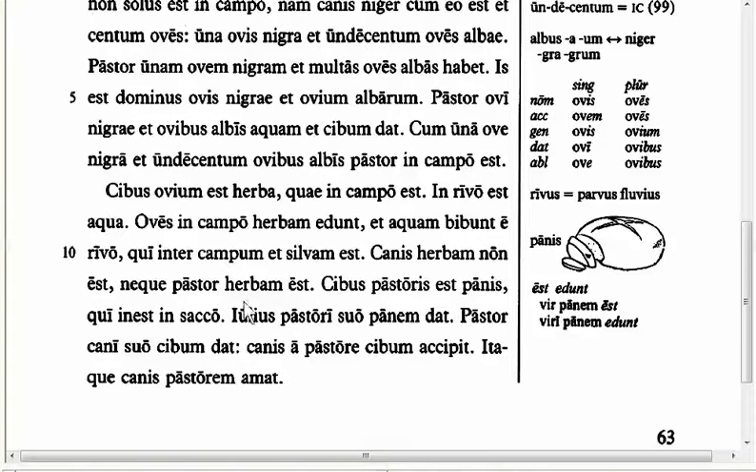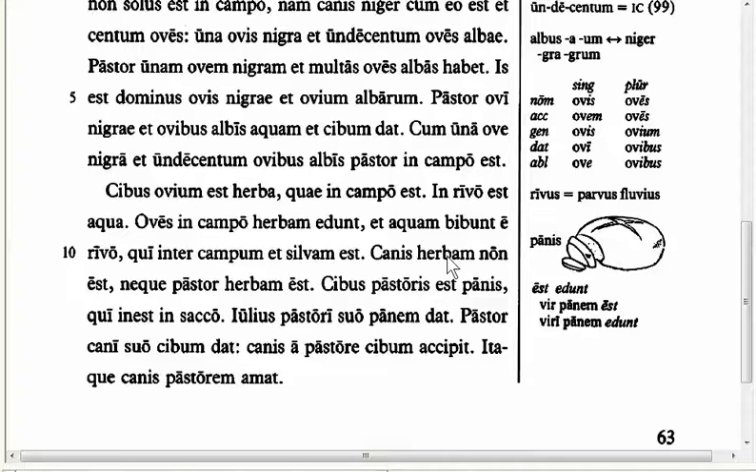Another feature I want to point out is in line 11. We have canis herbam non est. Notice that this is est, non est. Neque pastor herbam est. Quibus pastores est panis. Be sure to pronounce these words with the long and the short sounds. Here we have ēst and est. The reason for that is that these are two different words, and the only difference is that long mark called a macron. So here we have, the dog does not eat grass.